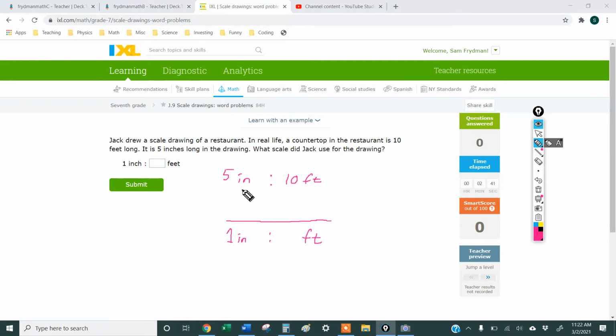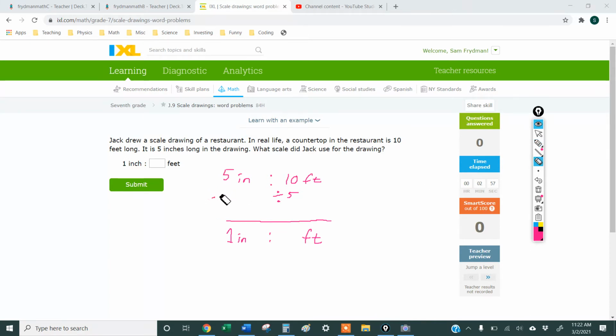So, did we have to do that? Are we going to divide by 10 or are we going to divide by 5? Okay, that's what you have to think about. Should we be dividing by 10 here, or should we be dividing by 5?